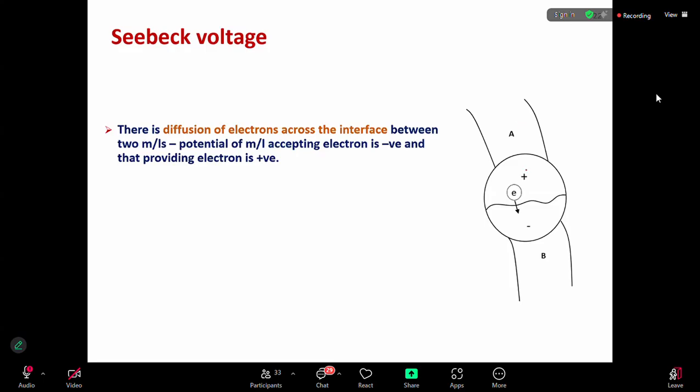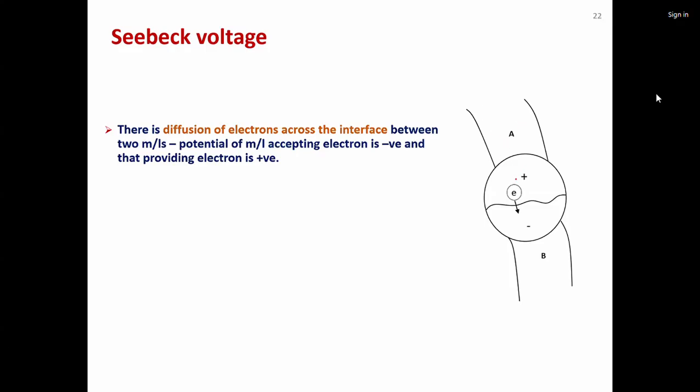since they're thermoelectric materials, the electrons from one of the materials will jump across the interface into the second material. The material that is receiving these electrons is negative with respect to the material that is giving away the electrons. So we'll talk about negative and positive thermoelectric material very soon.